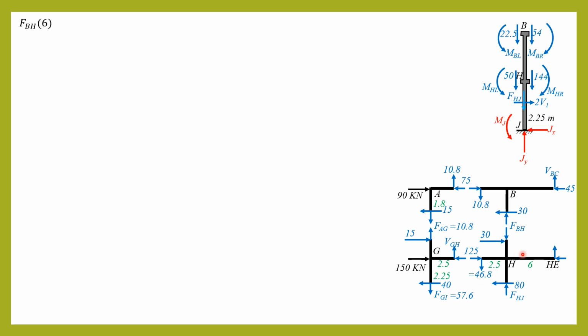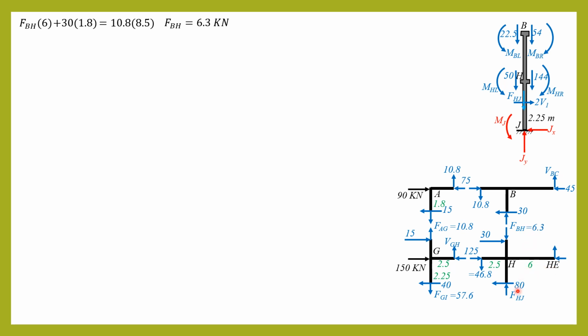So FBH, considering this free body diagram, summation moment about BC equals 0. So FBH times 6, that's 6 meters, half of 12, then plus 30 times 1.8, then equals 10.8 times 2.5 plus 6 is 8.5. So 10.8 times 8.5. Computing for FBH, FBH is equal to 6.3 kilonewtons. Then in this free body diagram, so let's have the 6.3.